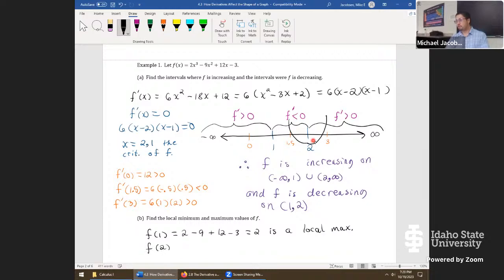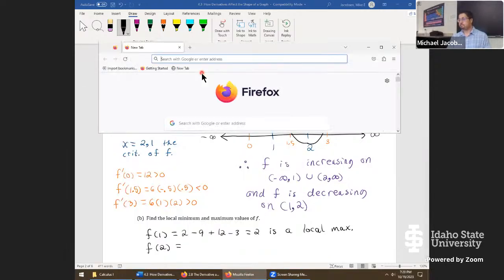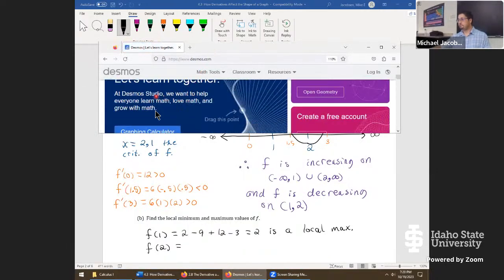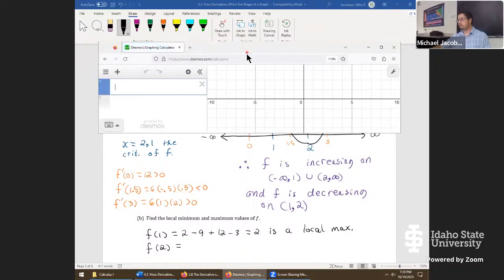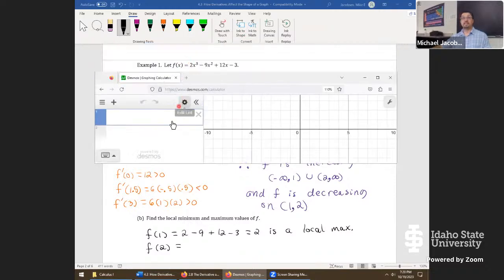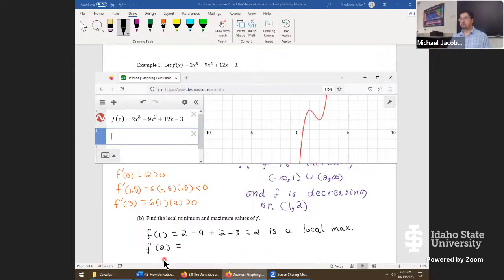So f of 2 equals, that's not as friendly. This is why calculators are allowed on this exam in case this is the function on there. Let's grab a really fast one. We're placing 2 inside this function here. Now, honestly, the best way to do this, if you're using Desmos, is just to define the function. Minus 9x squared plus 12x minus 3. So there's the function. Now I'll just use ordinary function notation, evaluate f of 2.